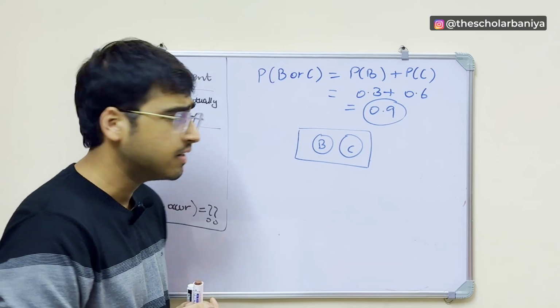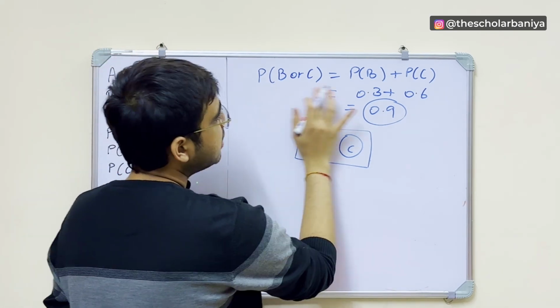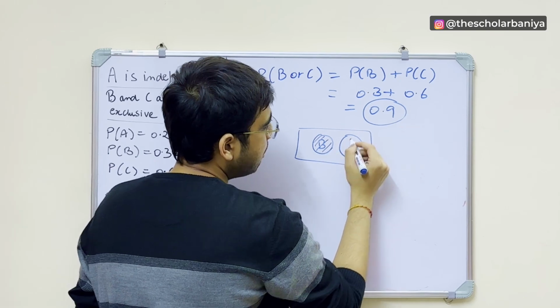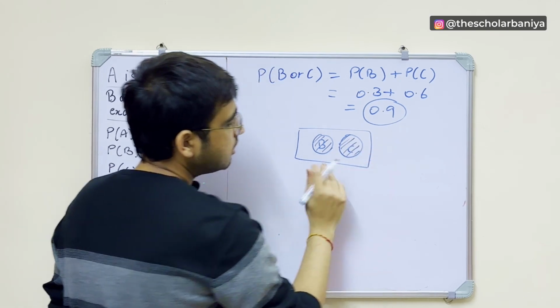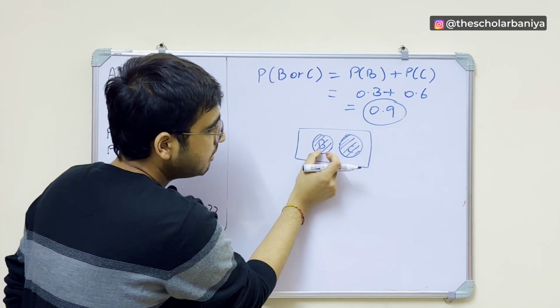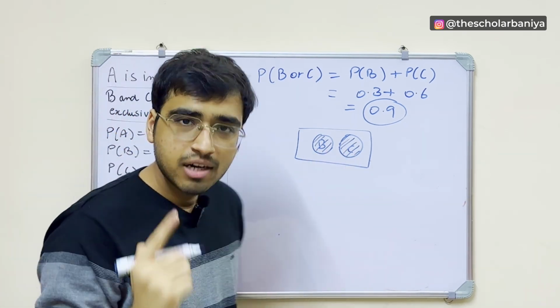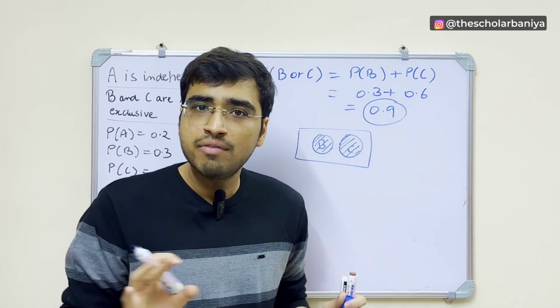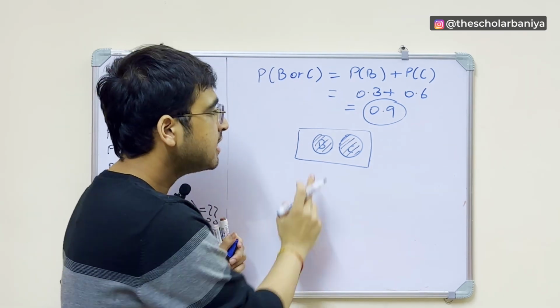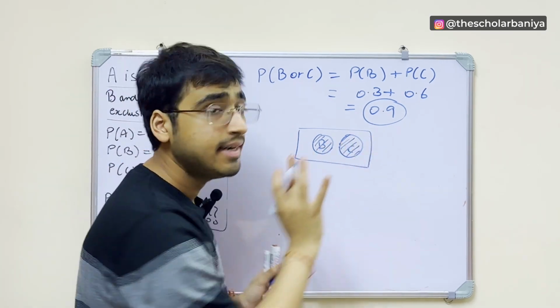I hope this is clear, right? So probability of B or C means this plus this. This is probability of B or C, right? 0.3 plus 0.6. But we want to tell that none will happen. So first let's talk about B or C. The probability that B or C will happen is 0.9.